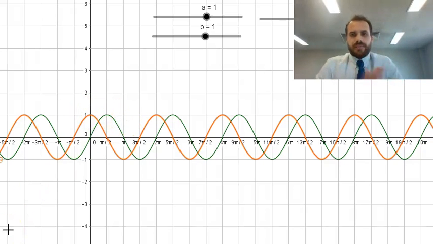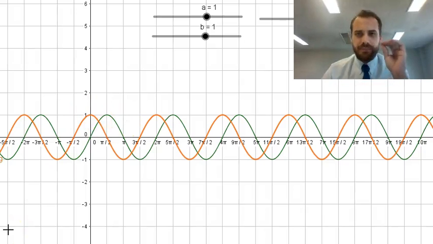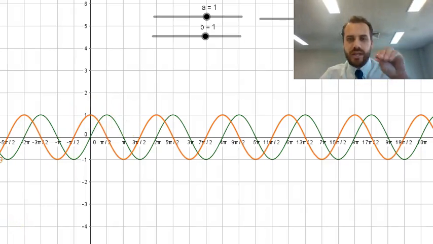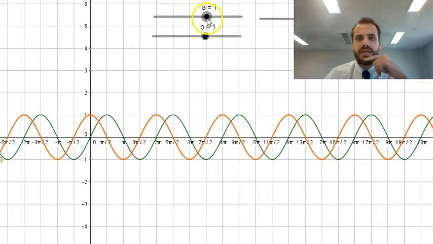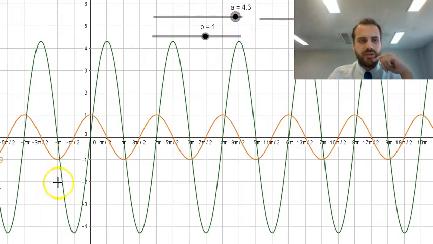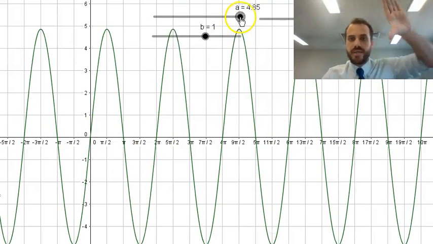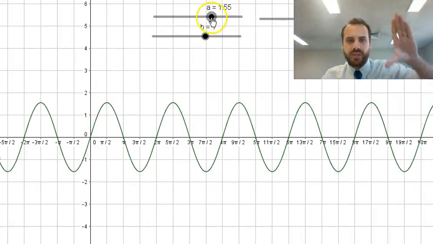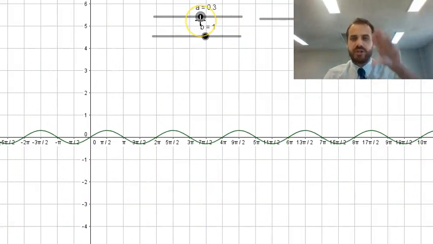So let's talk about the amplitude first of all. The amplitude is how big this curve is. So let's make it have a really big amplitude. I'm just going to look at the green line for now, not the orange line. So that's a big amplitude. Let's make it have a really small amplitude. That's a very small amplitude.